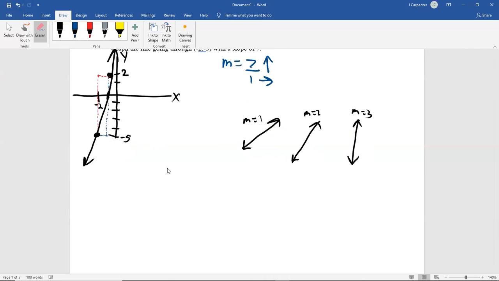All right, let's do another one. Graph the line going through -2, 1, slope 5/2. So 5/2 means 5 on top of 2.